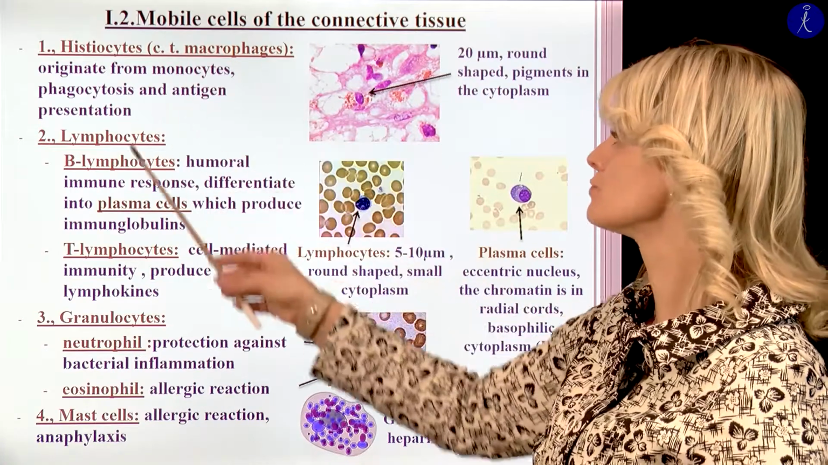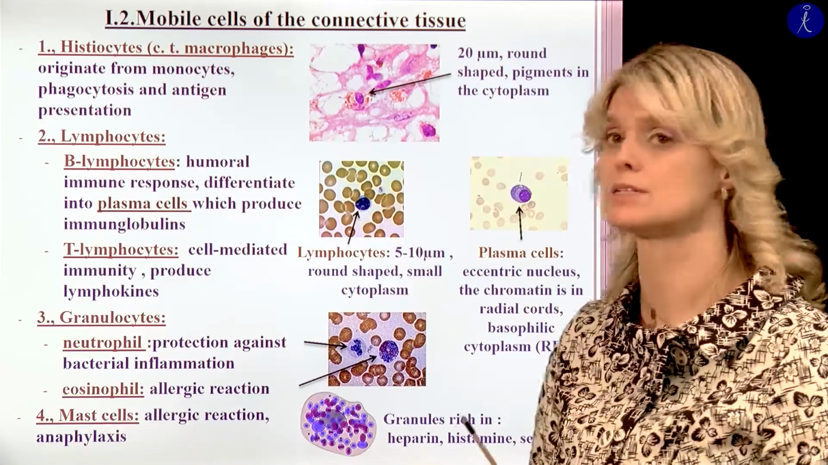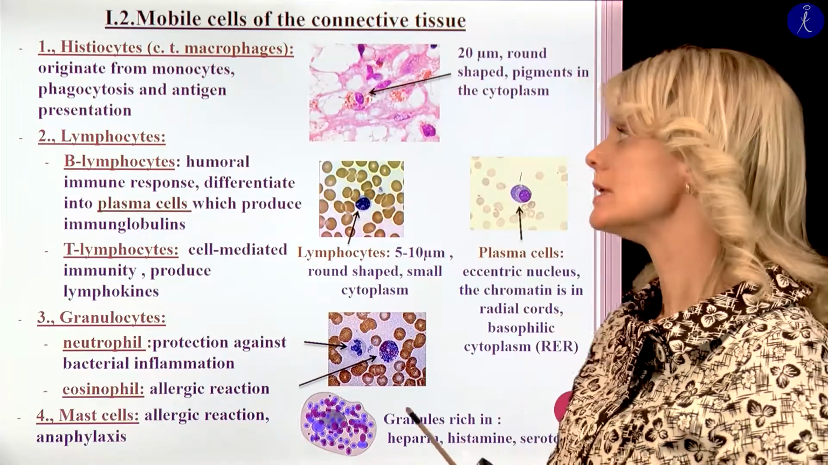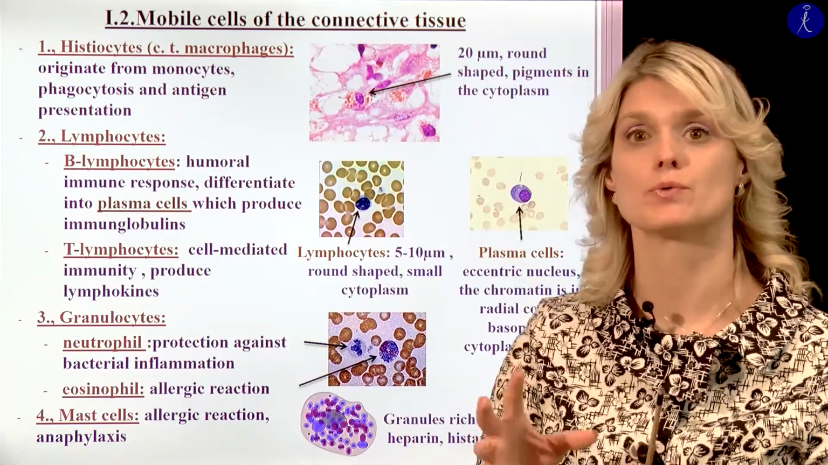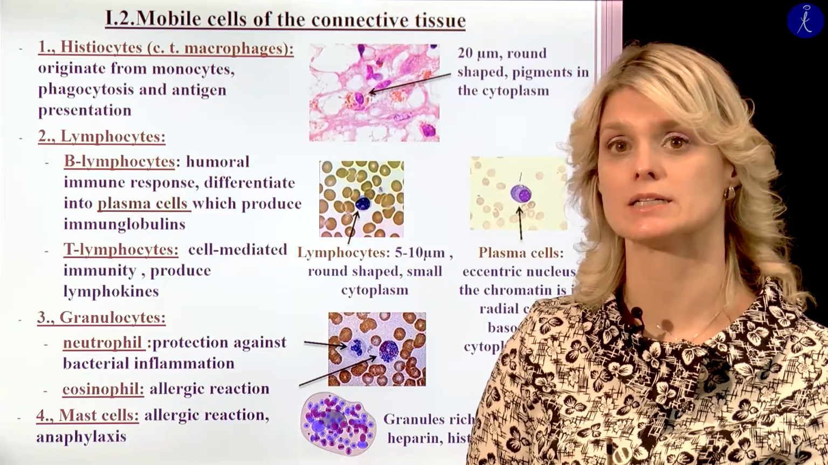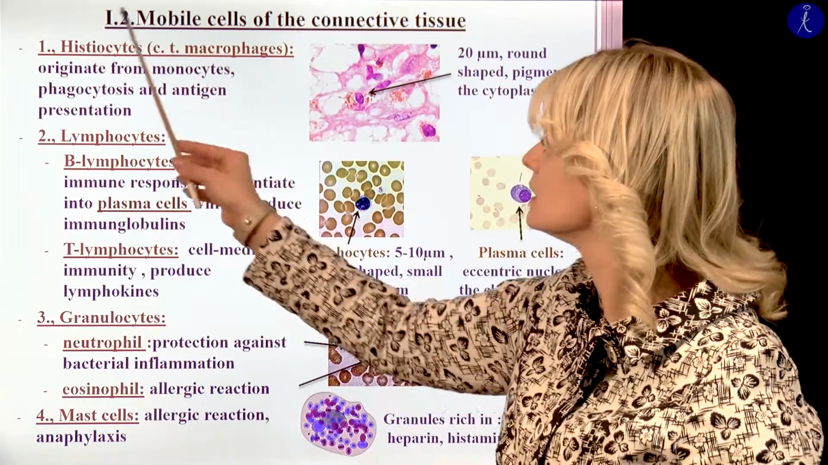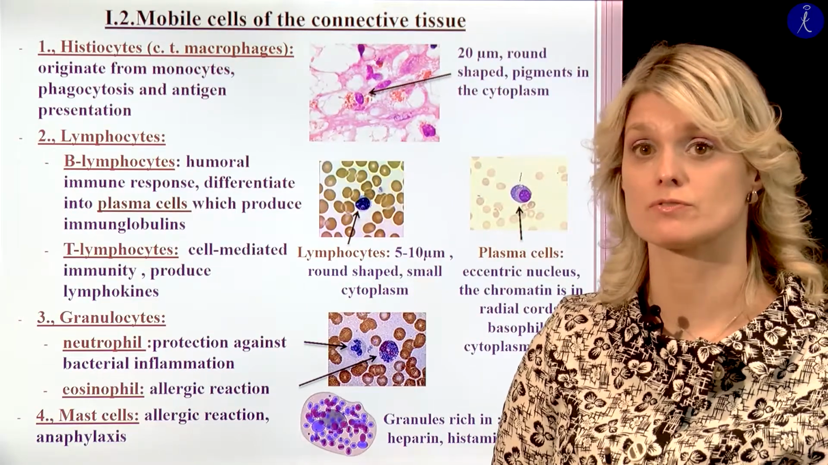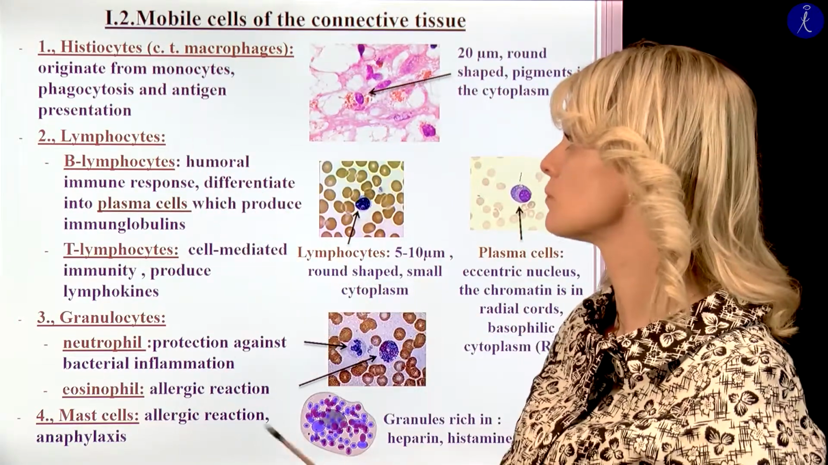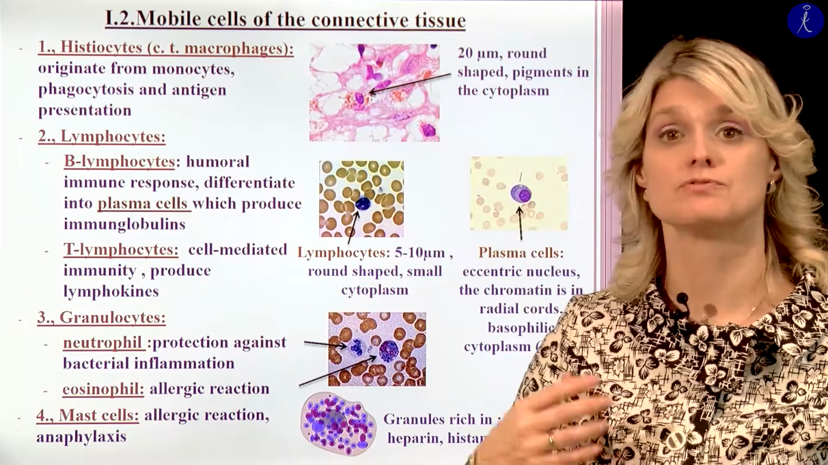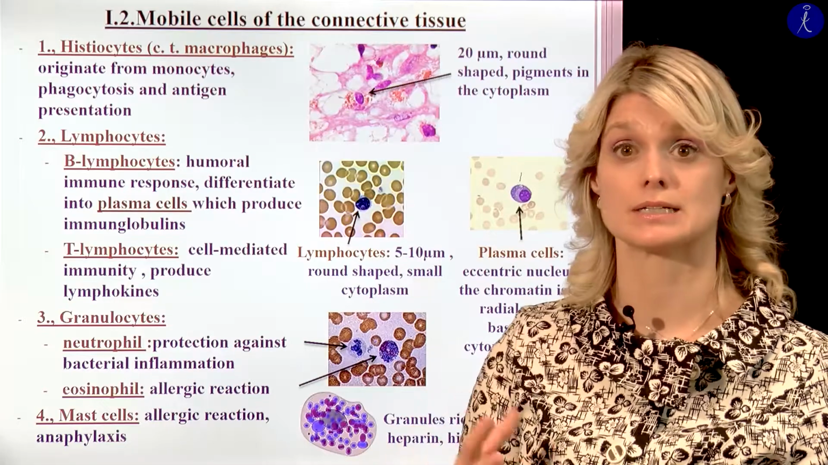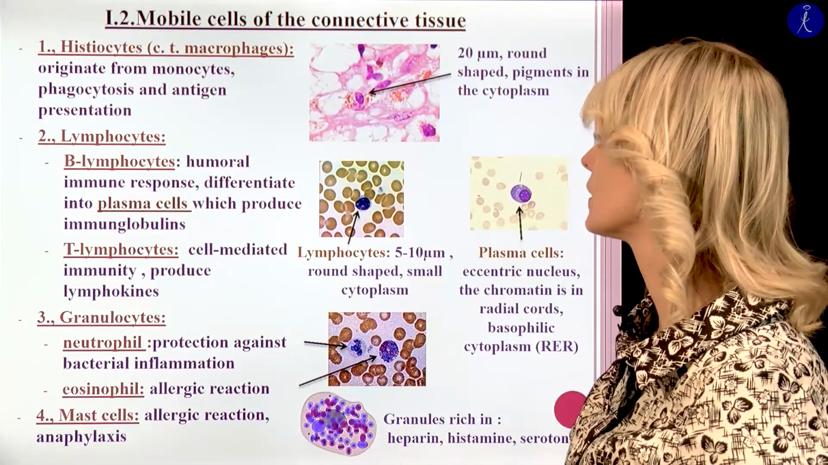After, the very huge group is the group of the mobile cells of the connective tissue. They are able to migrate in the connective tissue. These are the histiocytes. They are special macrophages of the connective tissue originated from monocytes. They are able to phagocytose different foreign particles. They are really important in the protection of the body.